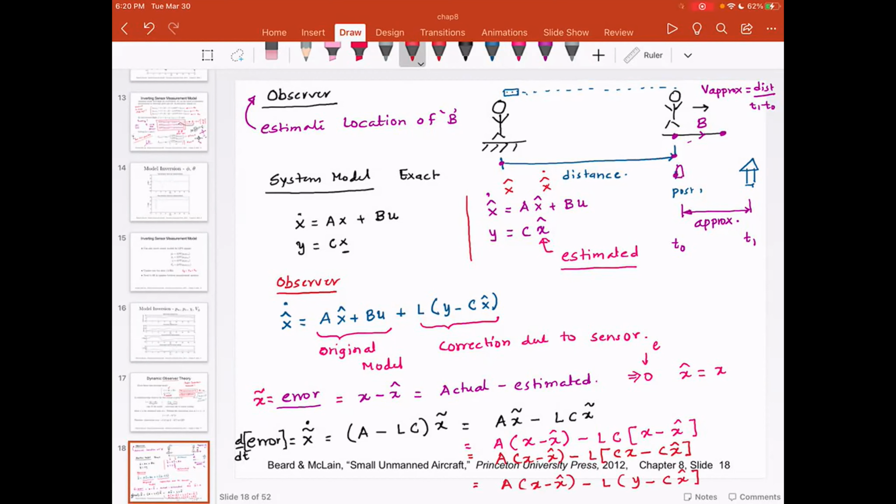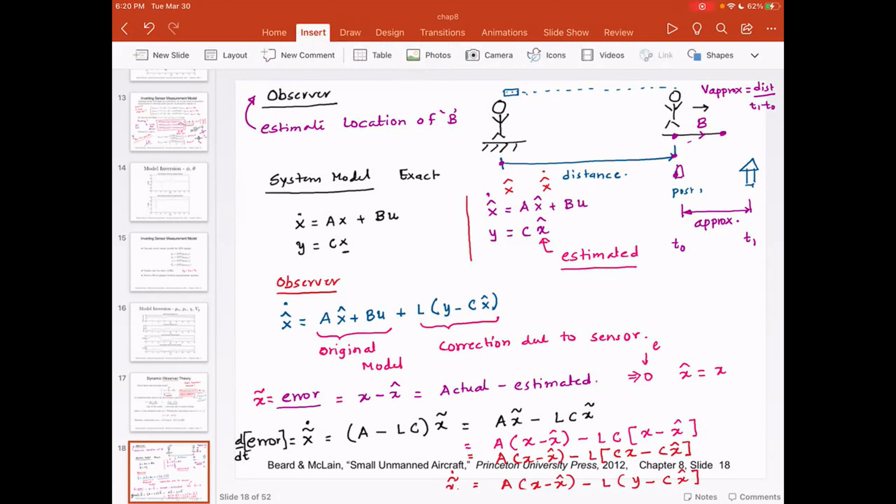So x hat is the estimate of the sensor value. Now what I want you to do is look at this equation and observe that this equation is the equation for error. What that means, and I want to be very clear about this equation.